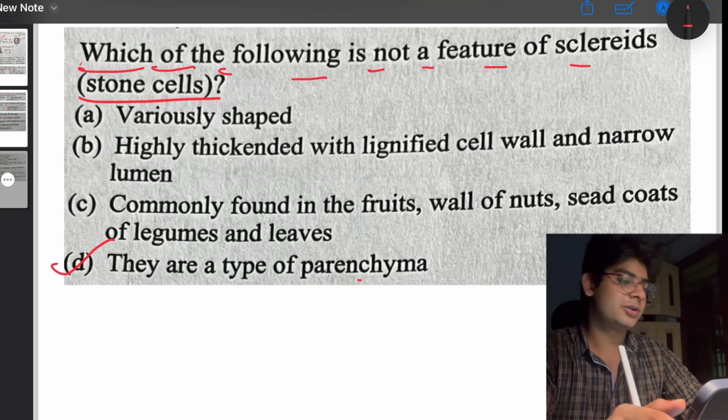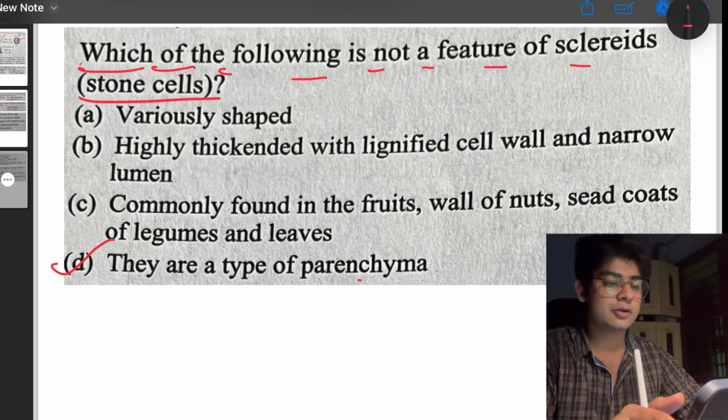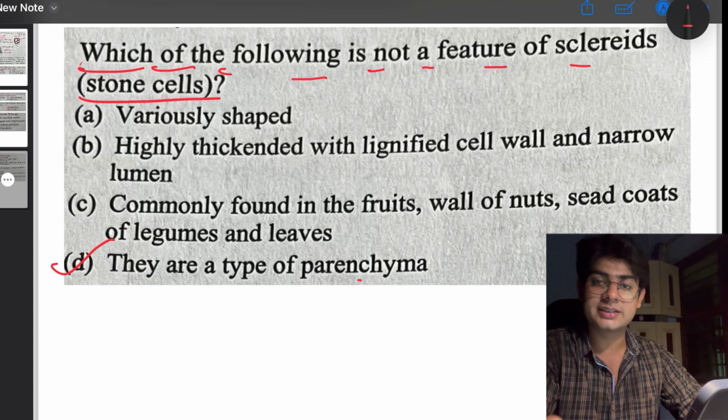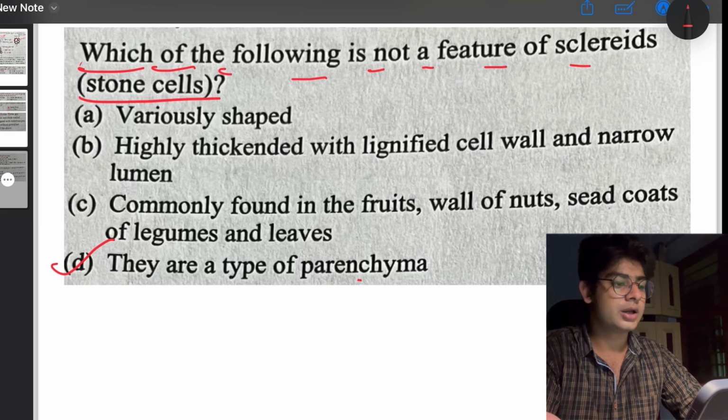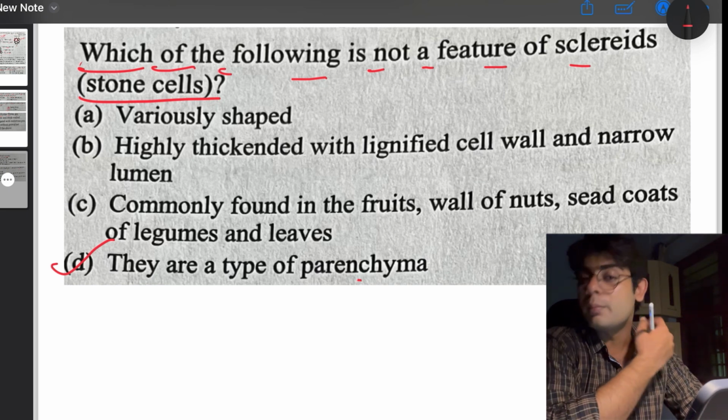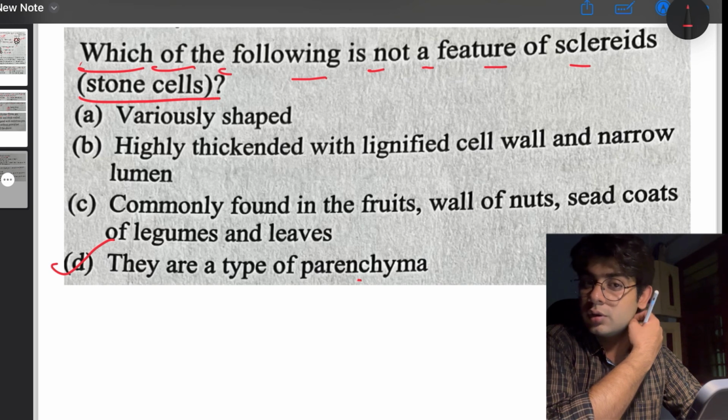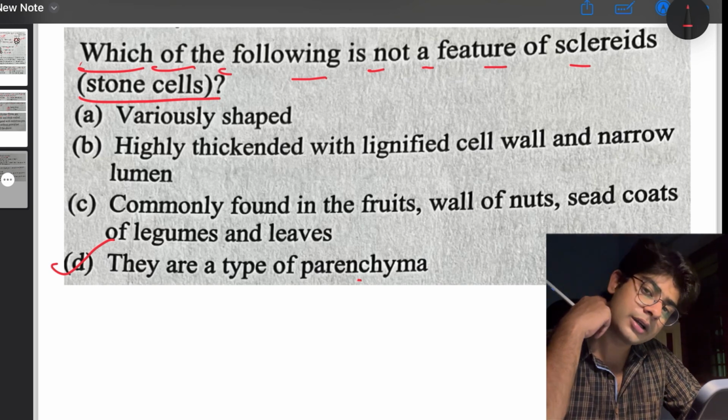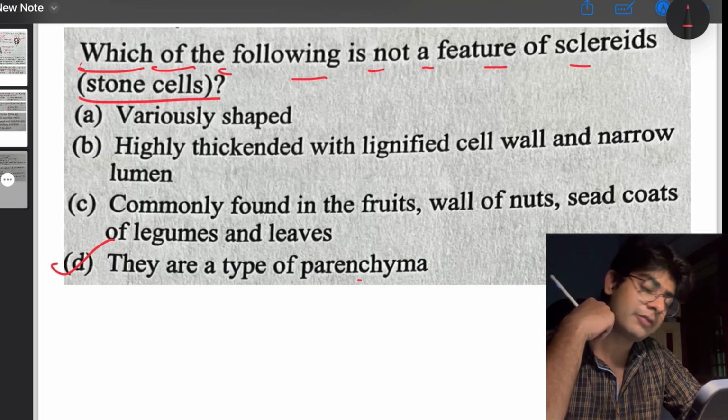Okay, so I have ended this part of the chapter, and in the next part we're gonna continue with complex permanent tissues. There I'm gonna teach you about xylem and phloem.